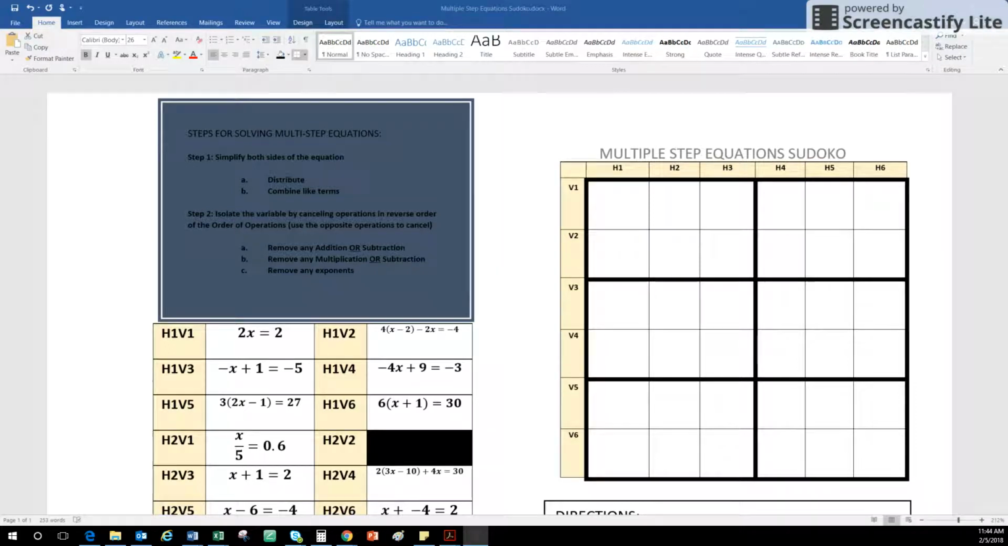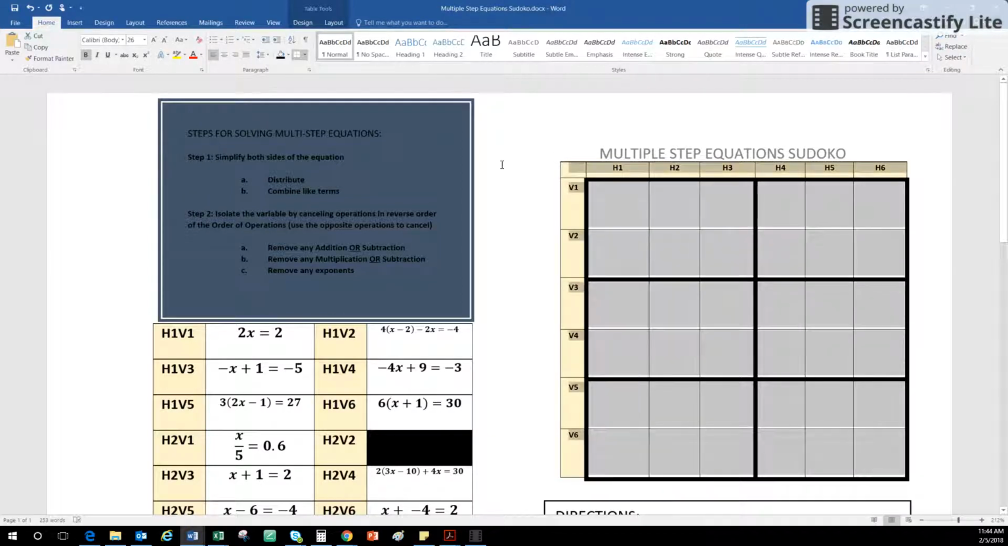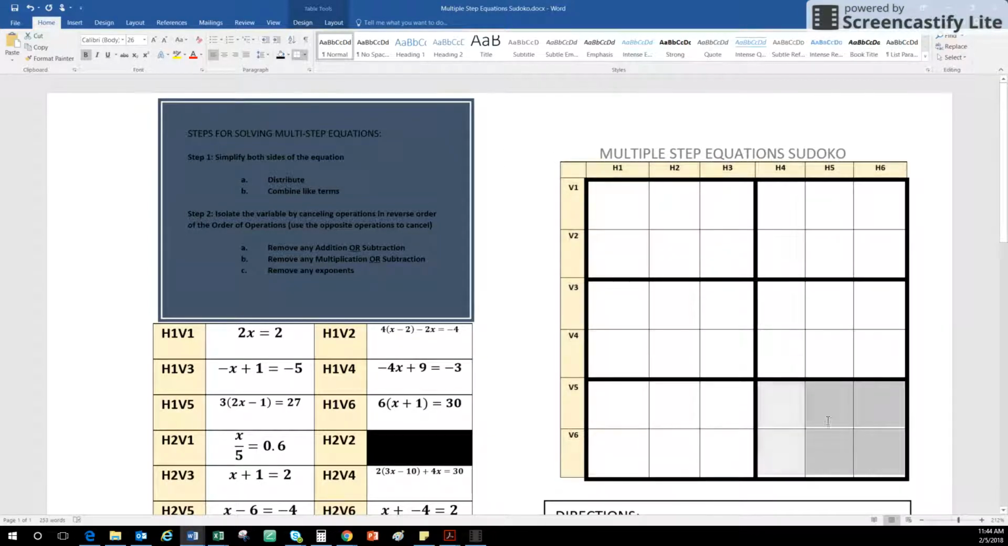All right, everybody. So we got a project that we need to complete for Wednesday and Thursday's live lesson. We are going to be doing a Sudoku puzzle. That's this guy over here, this grid.